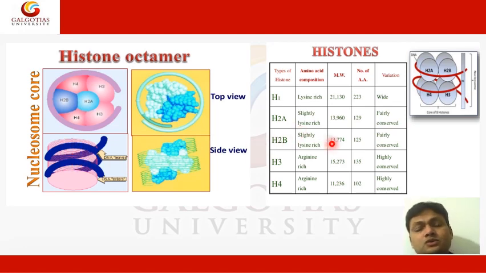This table shows the composition and different variations of the different types of histone proteins, and in this structure you can see the structure of one nucleosome in which the octamer unit of the histones is present, in which DNA wraps around the histone proteins and forms the nucleosome structure.